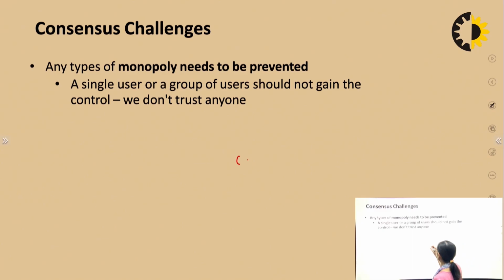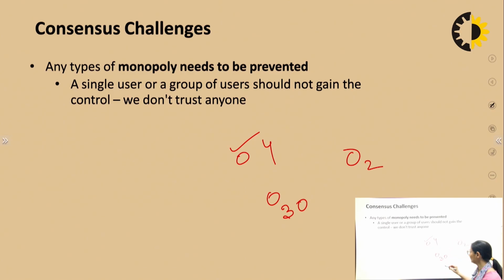Suppose we have 3 miners. When this miner generates a block and its block is added to the ledger, it may be possible that it is able to add only 4 blocks, where this particular miner has added 30 blocks, and maybe this one has added 2. Now if you see that the maximum time this particular miner is adding the blocks to the blockchain, then indirectly this person has gained control over this blockchain.